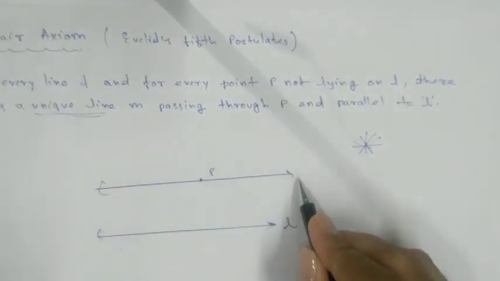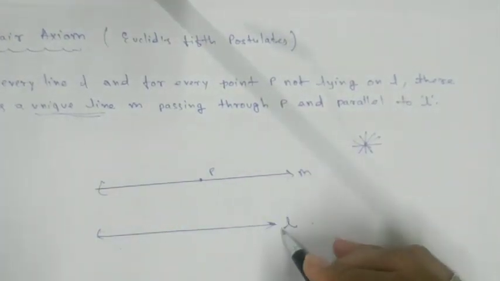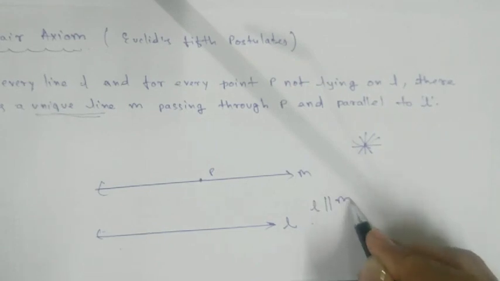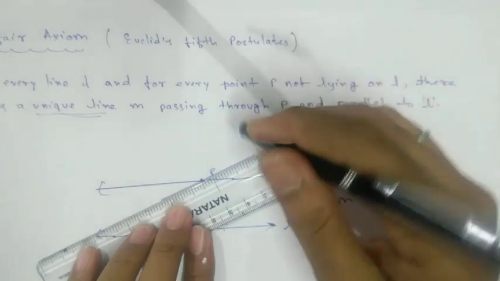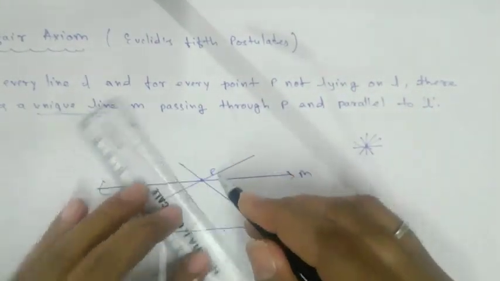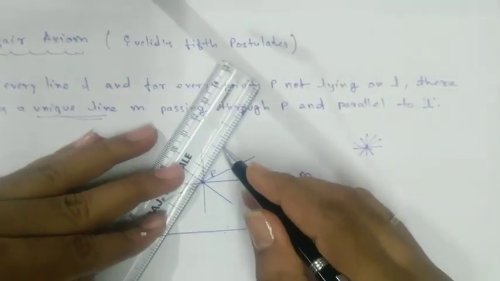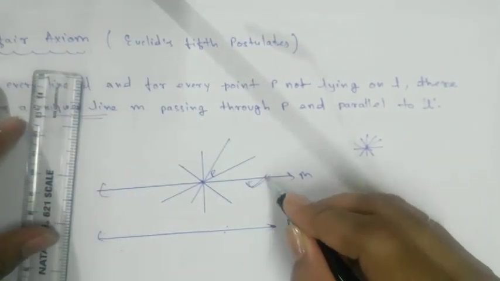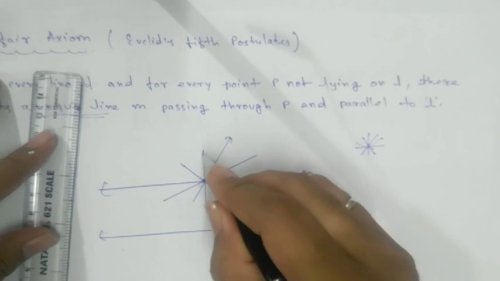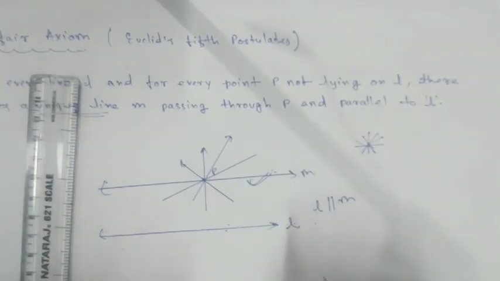which will be parallel to L. That means L will be parallel to M. Only one line you will get. Other lines you will get here, but they are not parallel. You can see there are so many lines, but only one line you will get. This one, M, which is parallel to L.